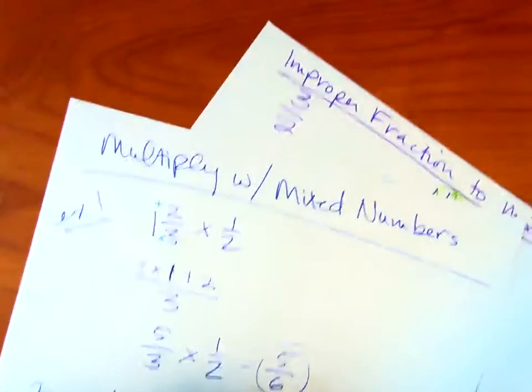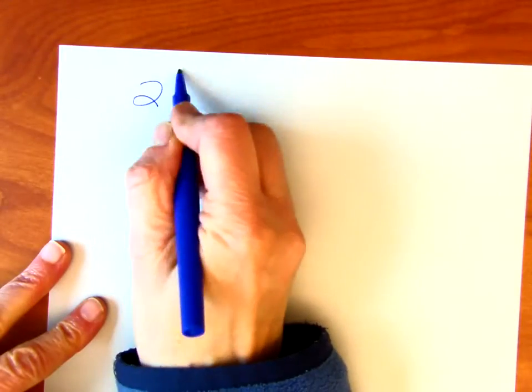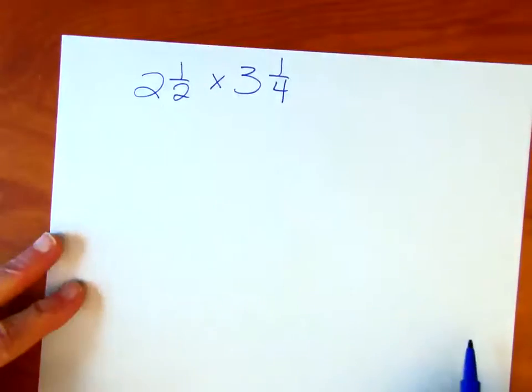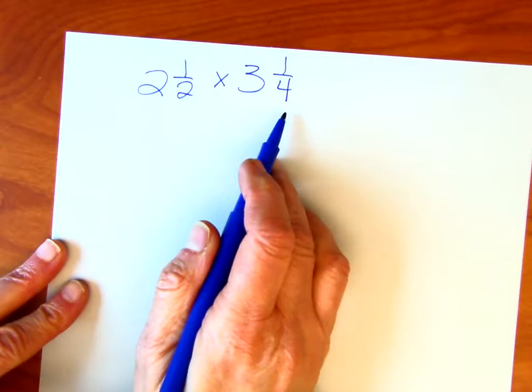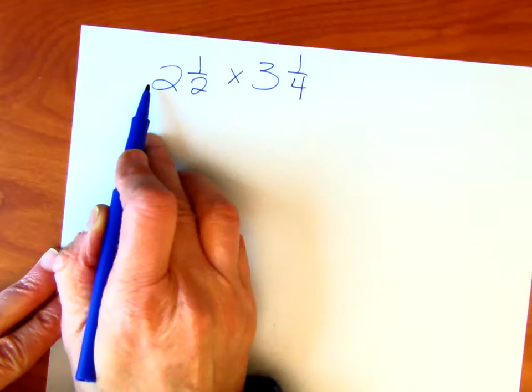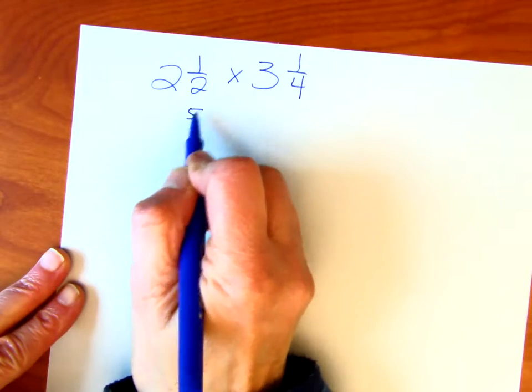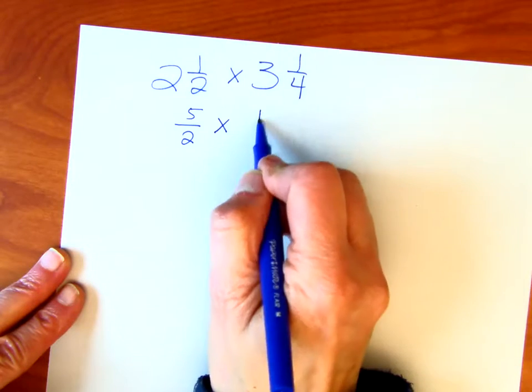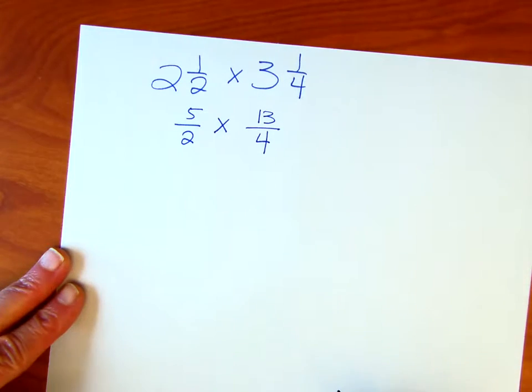Let's do one more in which both factors are mixed numbers. Okay, so in this problem we're going to have 2 1/2 times 3 1/4. Okay, 2 1/2 times 3 1/4. So again, we're going to convert these to improper fractions. 2 times 2 is 4, plus 1 is 5. That's 5 halves. And then 4 times 3 is 12, plus 1 is 13, 13 fourths.